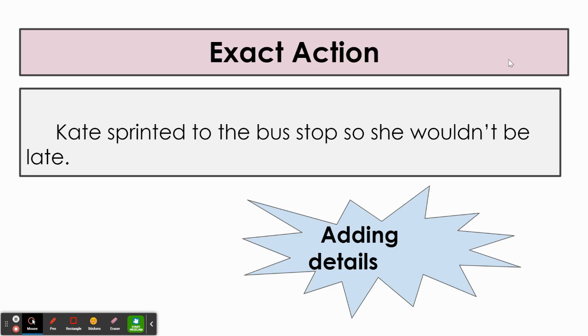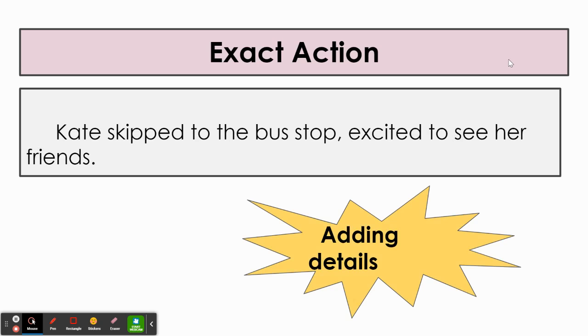It says she sprinted to the bus stop. That means you ran really fast. So that gives a different picture in the reader's mind than just saying Kate walked to the bus stop. Here's another way you can change and add detail to that sentence. Again, instead of saying Kate walked to the bus stop, you could say Kate skipped to the bus stop, excited to see her friends. So again, this creates a different image in your mind instead of just Kate walking to the bus stop. Can you imagine Kate skipping down the sidewalk to the bus stop, hoping to meet her friends there?